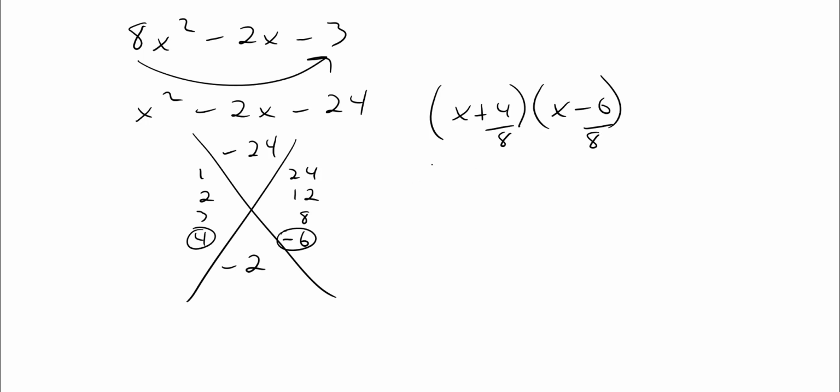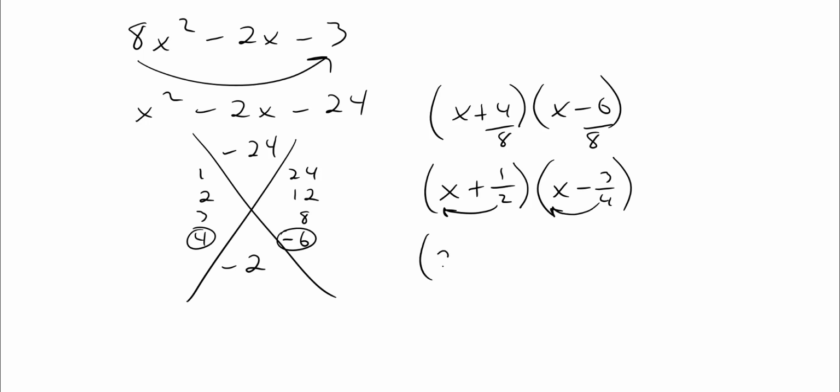Okay, and then I want to simplify or reduce it. So x plus 1/2 and x minus 3/4. Okay, then slide it over. Slide that over and slide that over. So we get 2x plus 1 and we get 4x minus 3. Okay, and that's your answer.